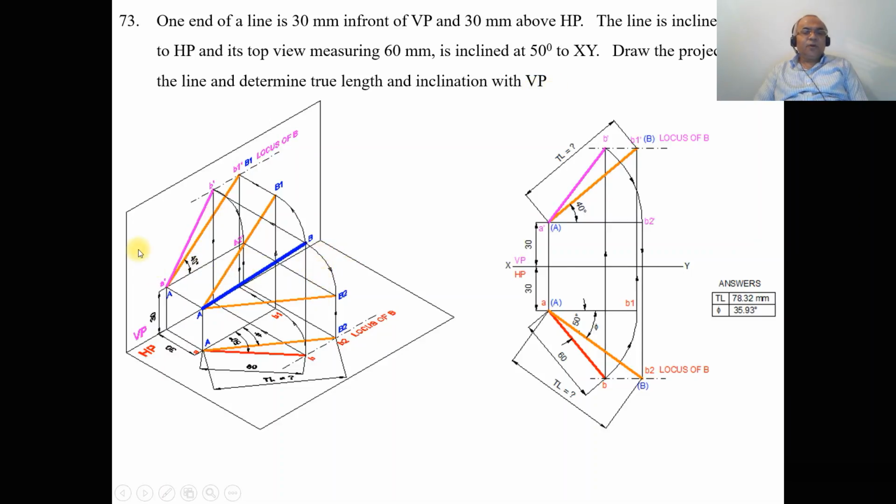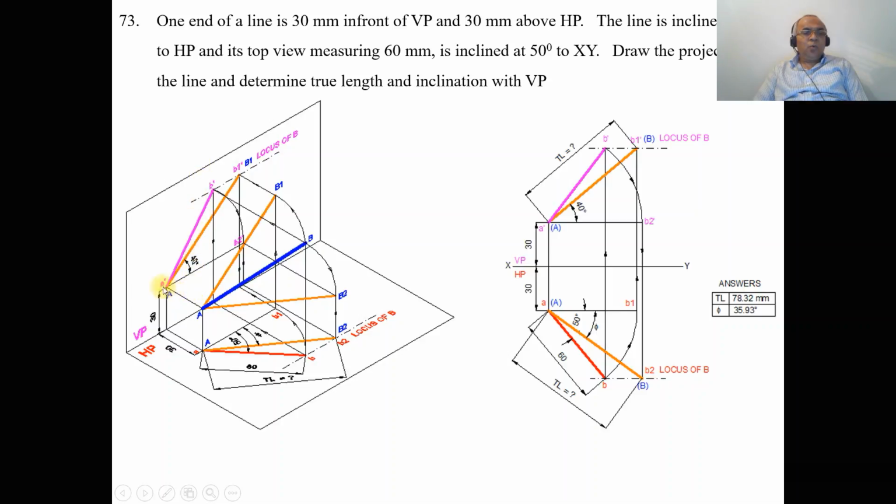When you are trying to analyze this problem, here one end of the line is 30 mm in front of VP and 30 mm above HP. So when you look from the front view, we can see the distance above HP. As we are looking from the front view, the image will be projected onto the vertical plane, so this distance becomes 30 mm. We mark this point as A dash and this as capital A.